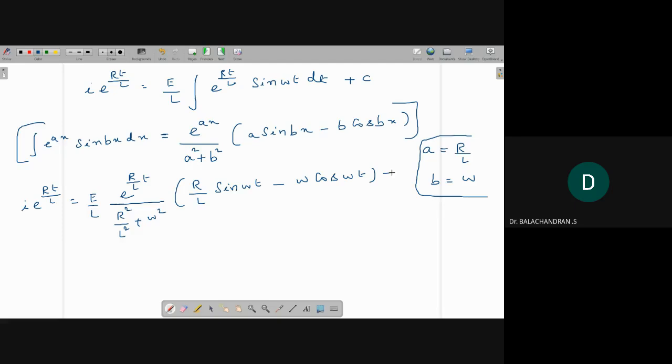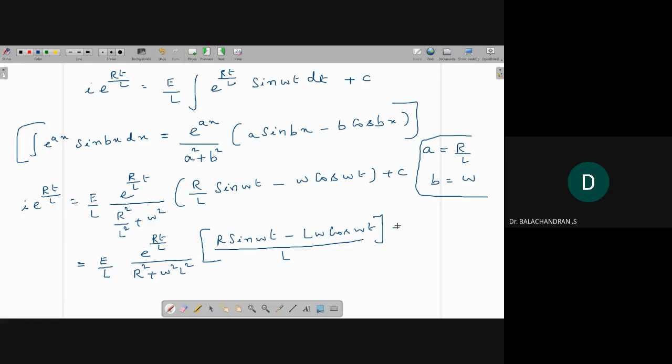Now remaining part is simplification. E by L, e power RT by L. Take L square as LCM: R square plus omega square into L square. So R into sin omega t minus L omega, taking L as LCM, L omega cos omega t, plus C. I think here I missed L square. After taking LCM, here we have L, here we have L, so L square gets cancelled.